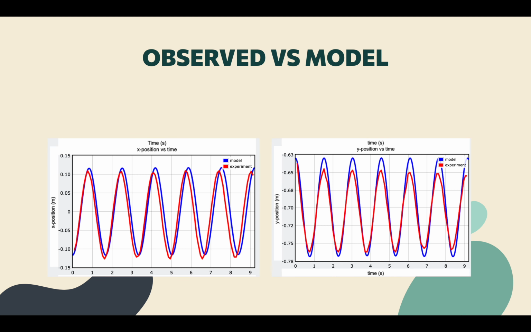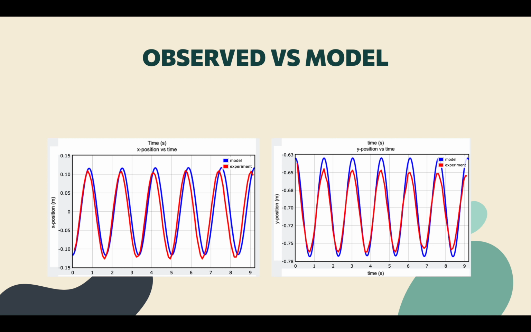Uploading a CSV file of the experimental data from Tracker allows the code to compare the observed data versus the computational model's position versus time in both the x and y components, wherein the model is in blue and the experimental values are in red. We can see that both directions have some discrepancy, although they're fairly similar, with the x component only showing that the experimental data is slightly shifted left as compared to the model, and the minimums and maximums of the y position are a little smaller in the experimental results.